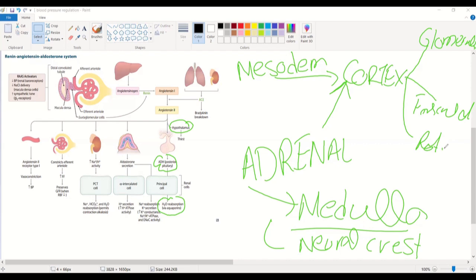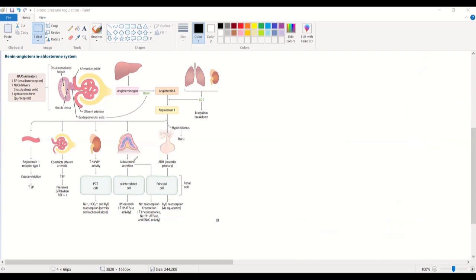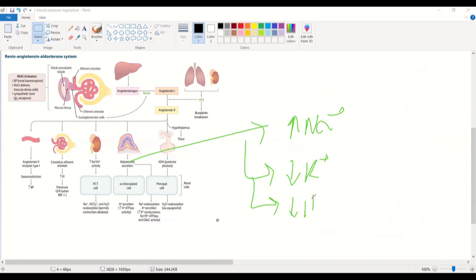Okay. So it will increase aldosterone, and this aldosterone increases sodium retention, decreases potassium, and also decreases hydrogen. Right. So this increased sodium leads to water reabsorption.